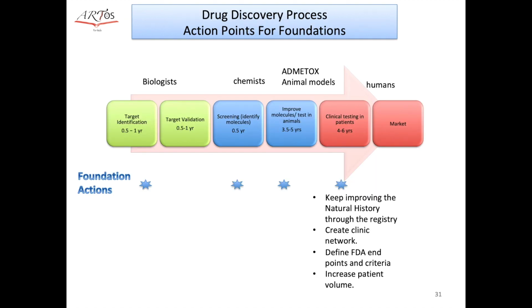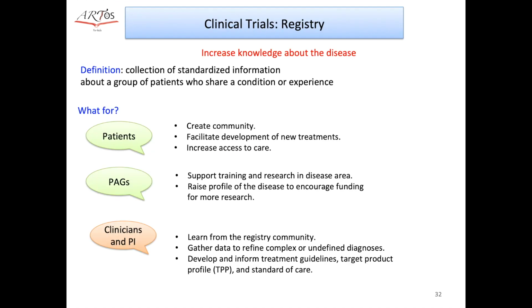Going back to the flowchart, what are the points to prepare for the clinical phases of drug development? First, keep improving the natural history by improving your registry. Create a clinical network, define FDA endpoints and criteria, and mostly for ultra-rare disease, increase patient volume. One of the most important tools for the clinical phase is the patient registry, because many other points depend on it, as you will see.